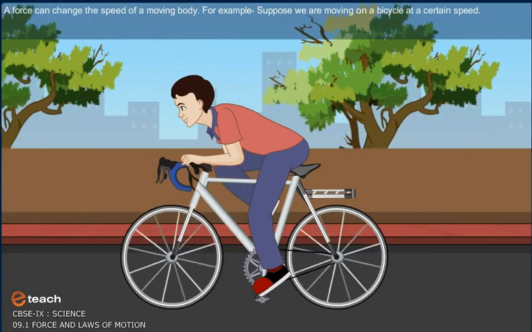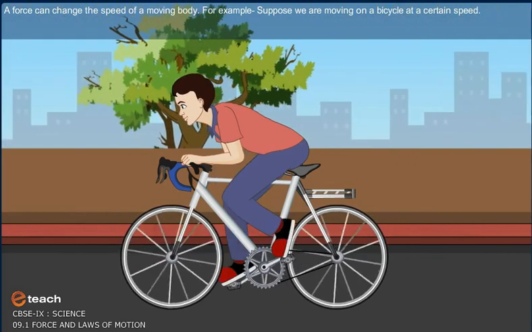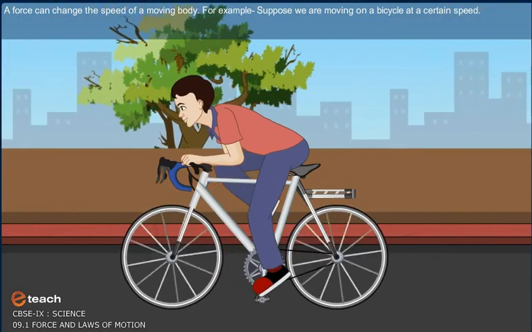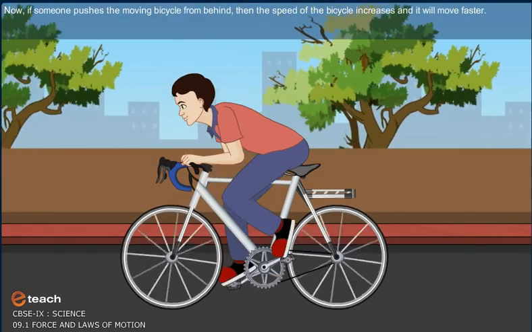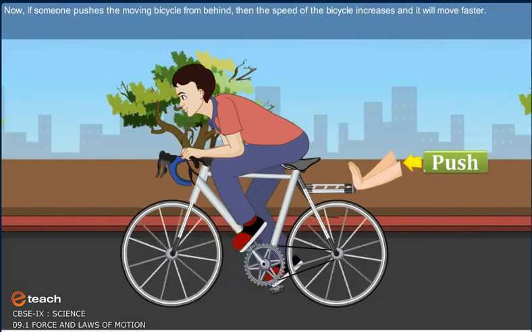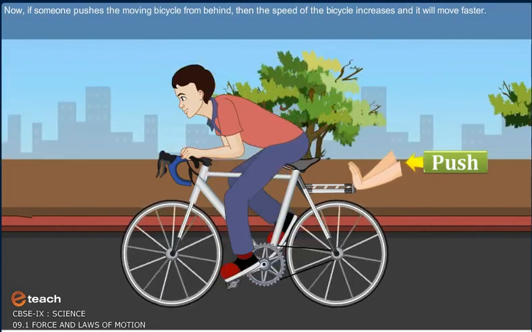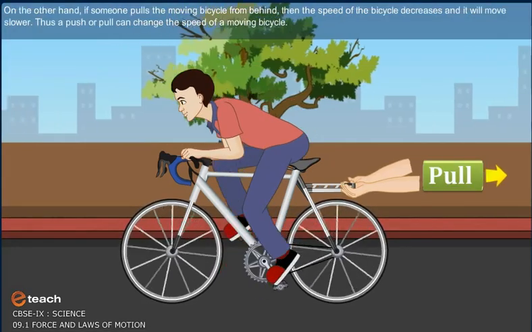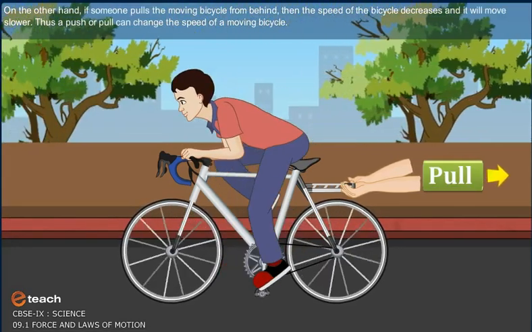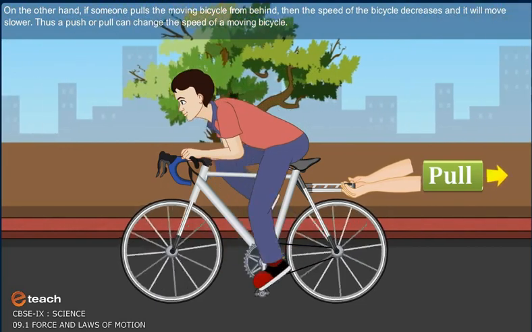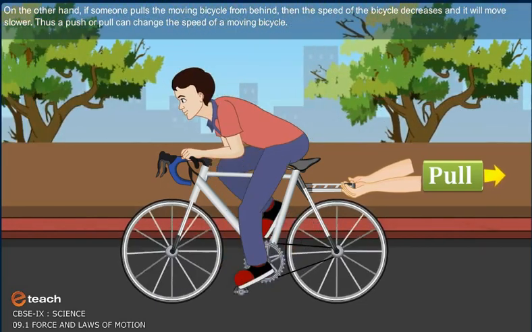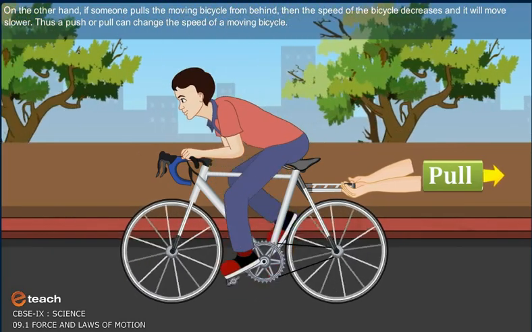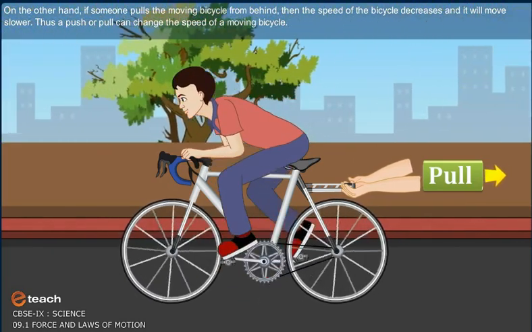A force can change the speed of a moving body. For example, suppose we are moving on a bicycle at a certain speed. Now, if someone pushes the moving bicycle from behind, then the speed of the bicycle increases and it will move faster. On the other hand, if someone pulls the moving bicycle from behind, then the speed of the bicycle decreases and it will move slower. Thus, a push or a pull can change the speed of a moving bicycle.